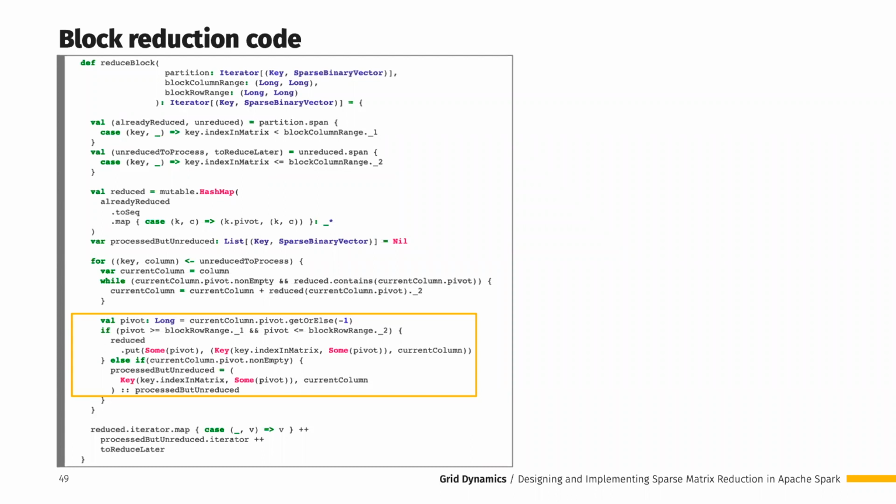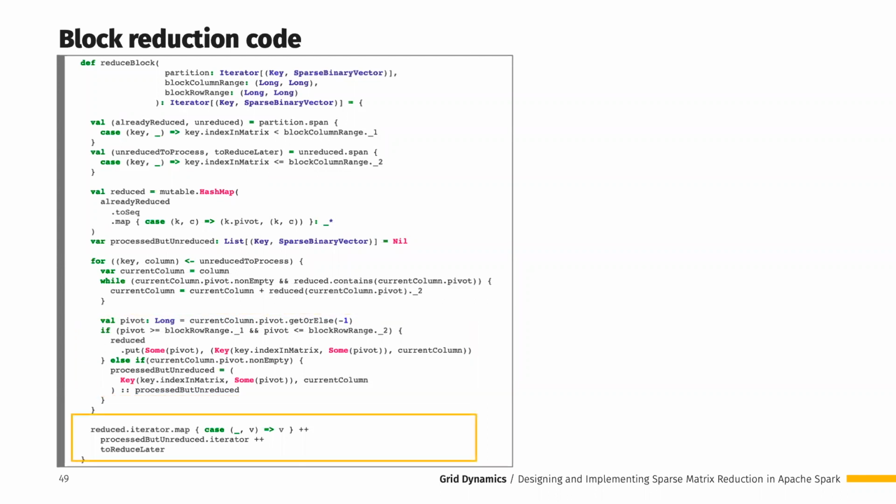So for convenience, we first get its pivot. And as it's an option, we do getOrElse. So if it's none, we set it to -1. And if the pivot is within the block's row range after the reduction, we put it into the hash map. Else, if the current column is not empty, we add it to process but unreduced. Because in this case, we know that the pivot is outside of the block's row range. So we add it to process but unreduced. And in case it is 0, we throw it away because it's useless. 0 columns are totally useless for this reduction because they can be restored later, as we know the initial full size of the matrix and the non-zero columns. This way we can restore our 0 columns easily.